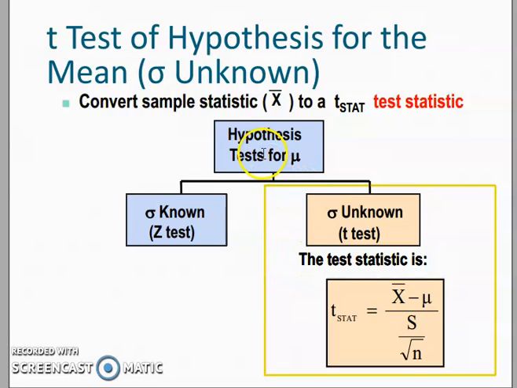The second part for hypothesis test for mu is when sigma is unknown. So when sigma is unknown, we call it a t-test. And the test statistic here we are using is the t-stat, which is x bar minus mu over s over square root of n. The difference from the z-test is that we have sigma and z-stats there, but now we have t-stats, and here it is no longer sigma but s.